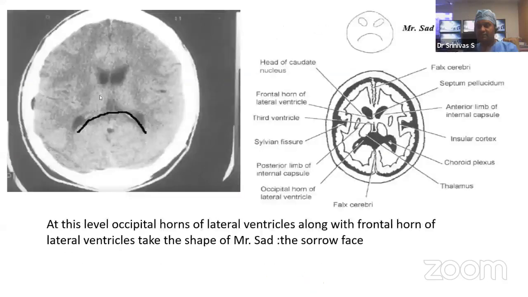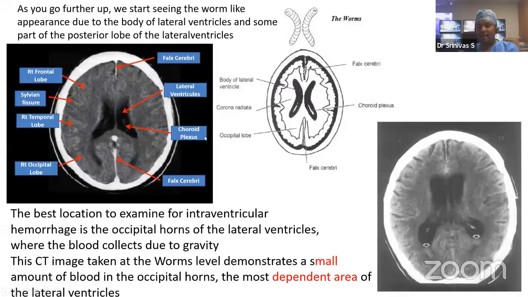the hydrocephalus. As we move up further, we are at the level of the occipital horns of the lateral ventricles, along with the frontal horns of the lateral ventricles, taking the shape of the Mr. Sad, the sorrow face. And as we move up a little further, we see worm-shaped structures. These are formed because of the body of the lateral ventricles and the choroid plexus, and the middle structure is the falx cerebri, and the structures below would be the occipital lobes, and the middle structures are the temporal lobes.